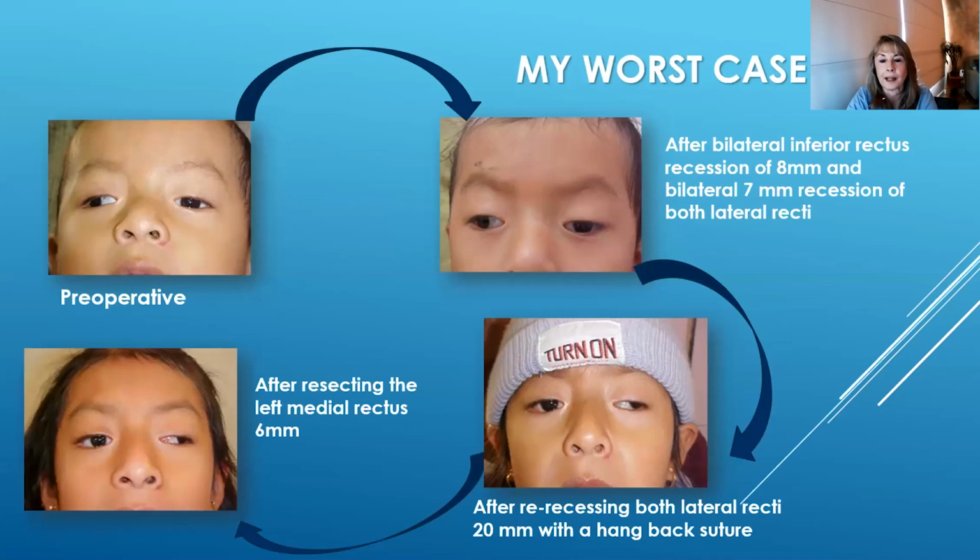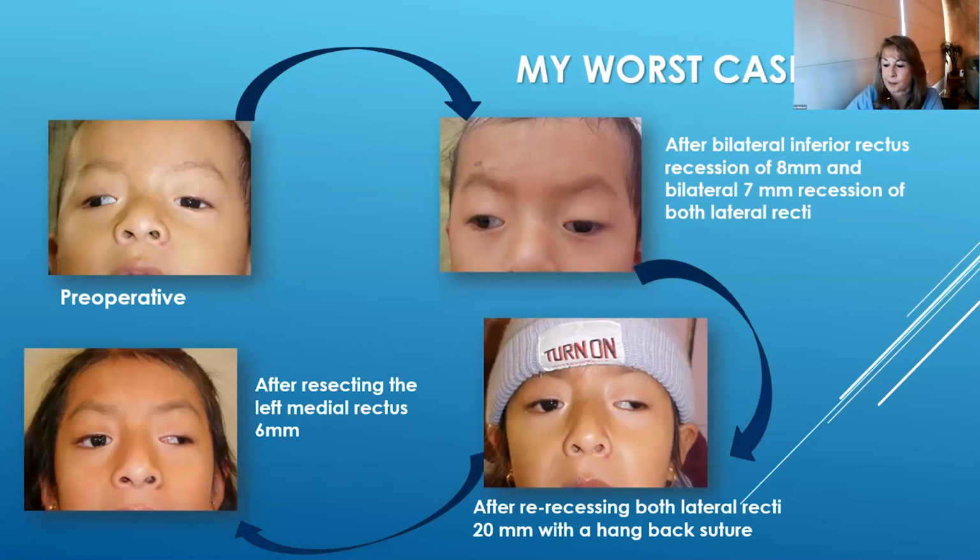So what to do next when you have a patient where you already did 3 procedures and the result is not good? And this might answer Dr. Al Nasser from Saudi Arabia's question that he sent: what to do when you do maximal recessions of the muscles and you still don't get the result that you want.